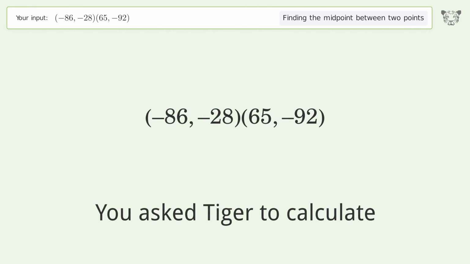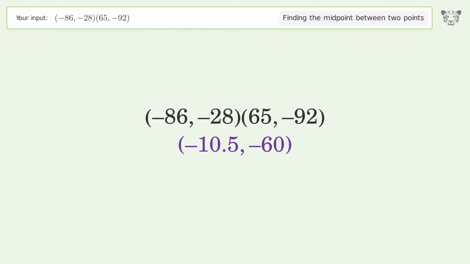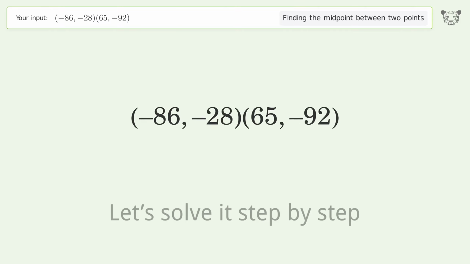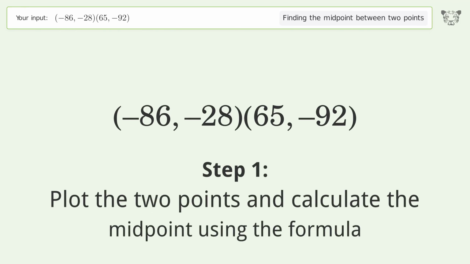You ask Tiger to calculate. This deals with finding the midpoint between 2 points. The midpoint between the 2 points is -10.5, -60. Let's solve it step by step. Plot the 2 points and calculate the midpoint using the formula.